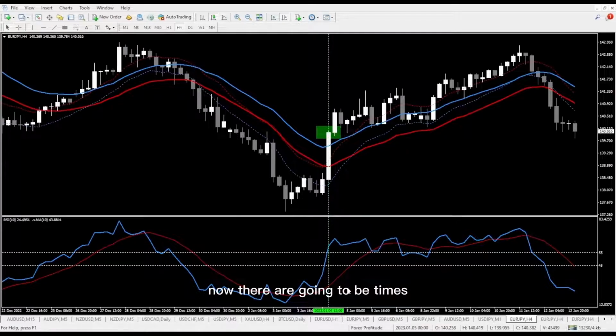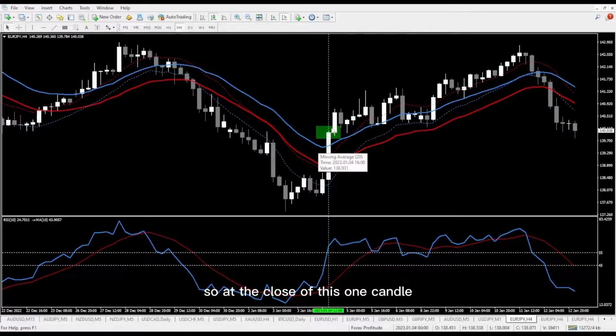Now, there are going to be times where we do get signals in one direction or the other, but the SMA of the RSI is in the way. And we're going to often find that it does act as a really nice filter mechanism. It's going to keep us from getting into these trades where the SMA or the moving average is in the way.